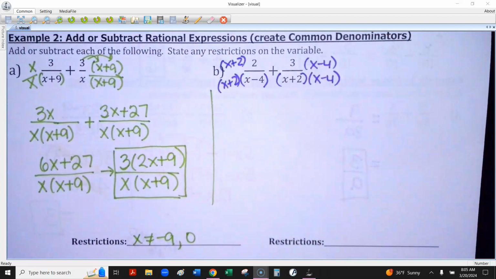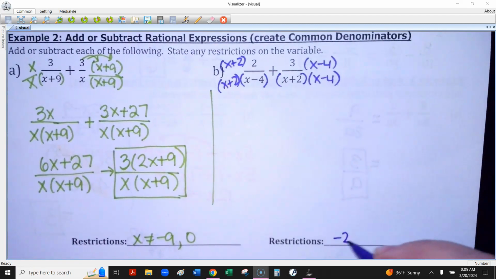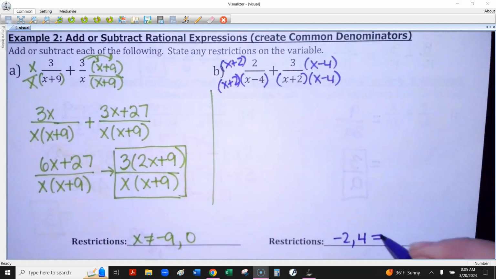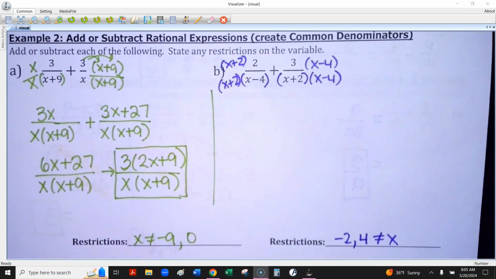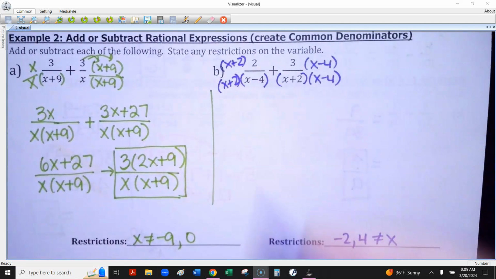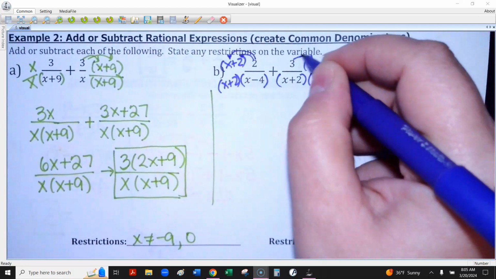Now, let me write the restrictions there: -2 and +4. We don't want either one of those numbers for x in this example, so we'll just write that out to start. Now, I'm going to leave the denominator in factored form, but I am going to simplify the numerator so that we can see if anything cancels.